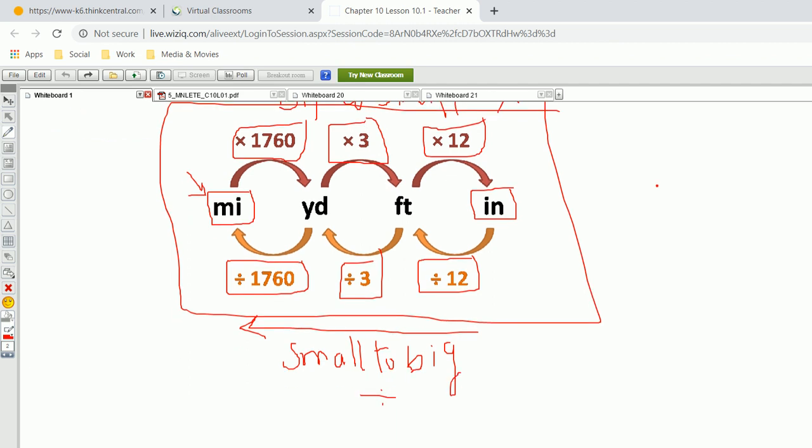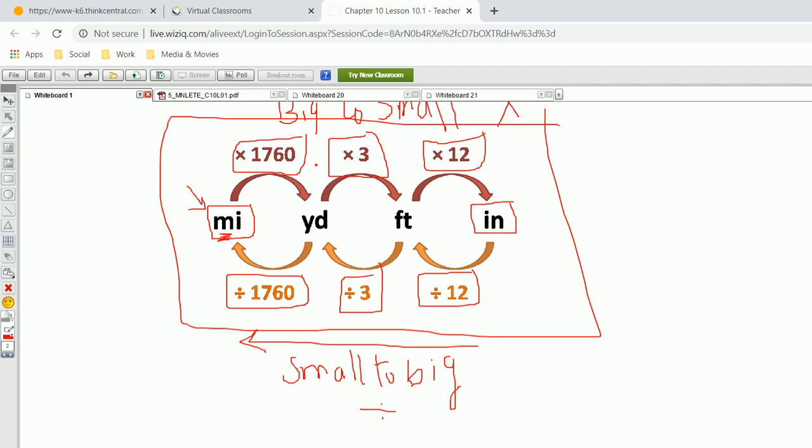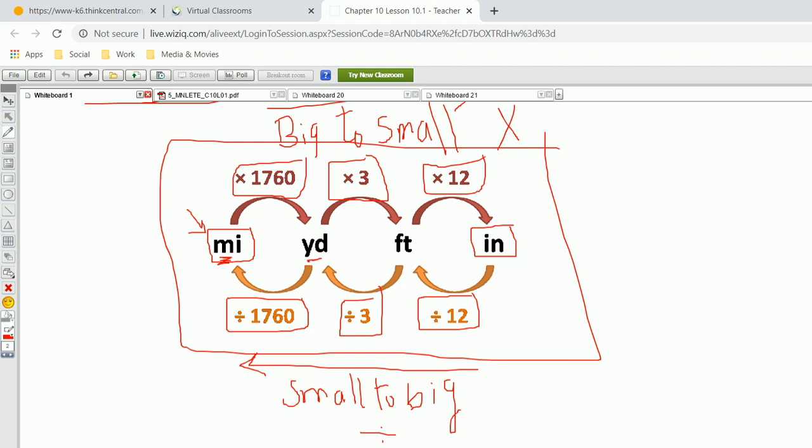Okay, now we want to get some rules about these units. The first and biggest unit is mile. After it, yard. After it, feet, and the last one, which is the smallest, is inch. 1 mile equals 1,760 yards, and 1 yard equals 3 feet, and 1 foot equals 12 inches.